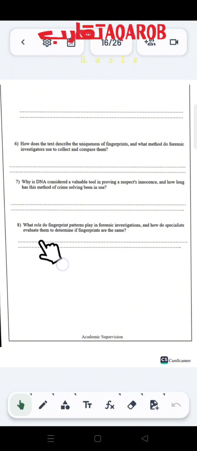Number 8. What role do fingerprint patterns play in forensic investigations, and how do specialists evaluate them to determine if fingerprints are the same? So, fingerprint patterns unique to each person play a crucial role in forensic investigations. Specialists evaluate the small curves of fingerprints to determine if they match, relying on distinct patterns that are similar in all people.